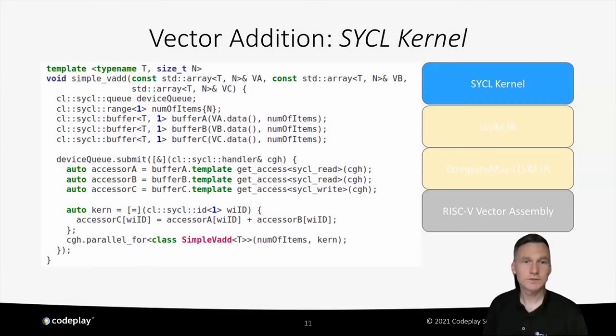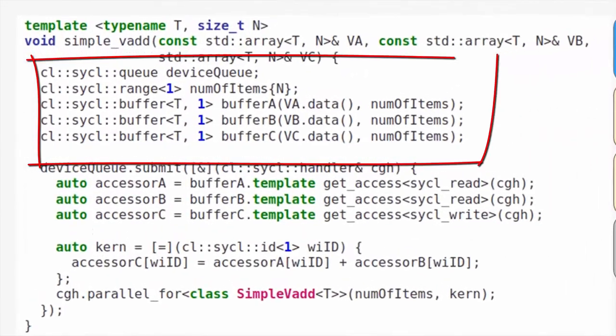Here we have a small SYCL program. The code on this slide contains both code that will run on the host CPU and on the accelerator device. The RISC-V Vector processor is the accelerator device in this walkthrough. The program is a simple vector addition.